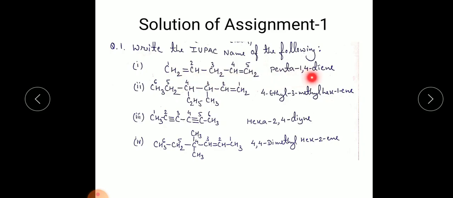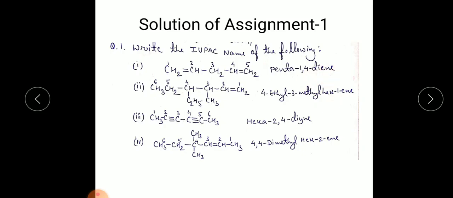This is the position of the double bonds, and how many double bonds are there? There are 2 double bonds, so we write it as diene. Di stands for 2. Most of you have written only ene since you gave the position 1,4, but you should mention di because that means there are 2 double bonds.